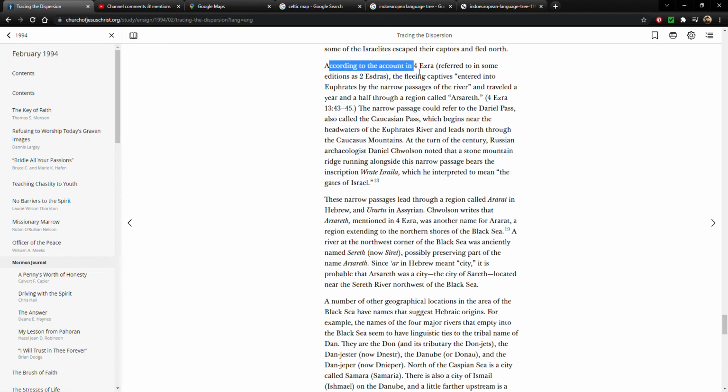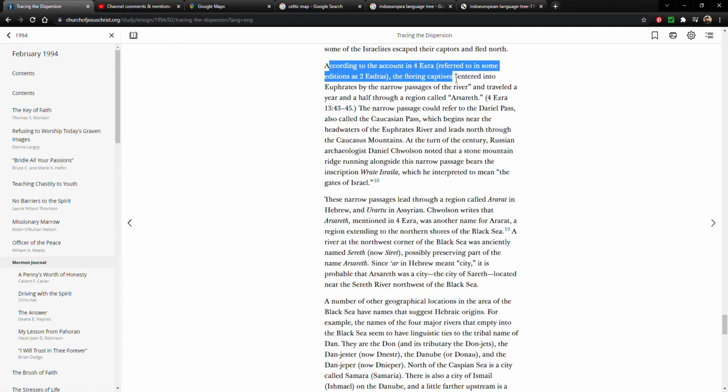According to the account in 4 Ezra, referred to in some editions as Second Esdras, and I think this is actually the same book that Ezra's Eagle comes out of. Don't quote me on that, but it does come from an apocryphal book by the name of Esdras, and it may be this very same book that talks about Ezra's Eagle. That's an entirely separate subject. You'll have to look that up on your own.